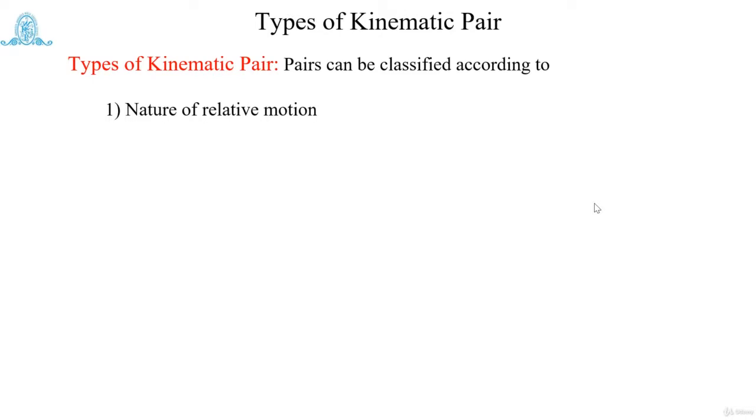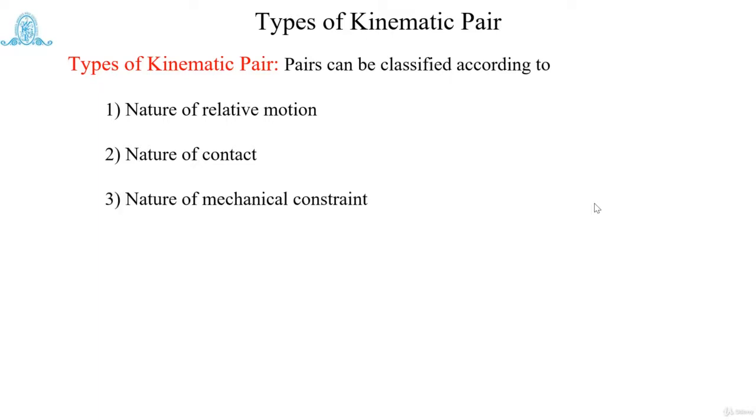Then the types of kinematic pair. The pair can be classified according to three different parameters. First one is according to the nature of relative motion between them. Second one, according to the nature of contact between them. And third one is according to the nature of mechanical constraint present between them. We will discuss each and every category in detail.